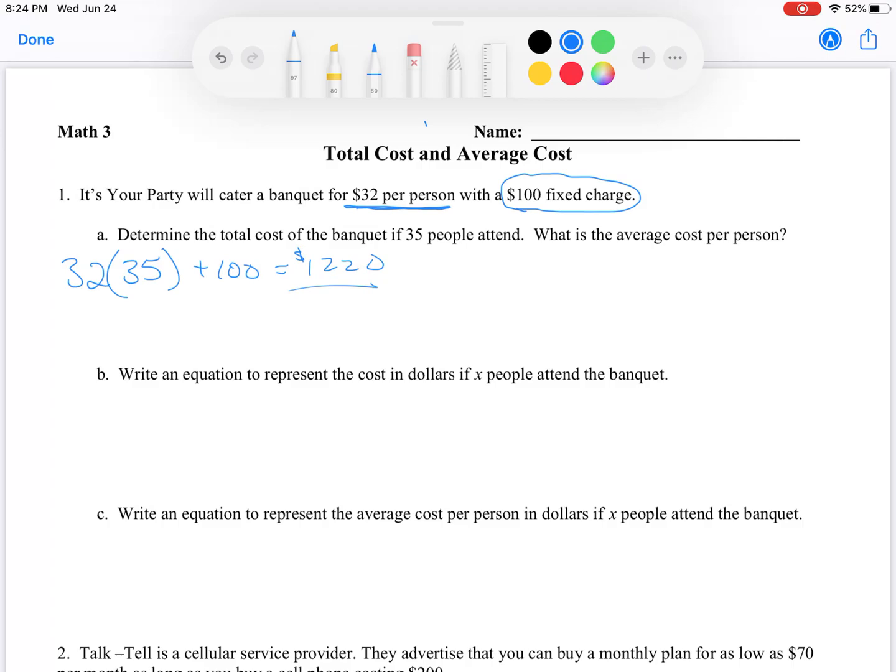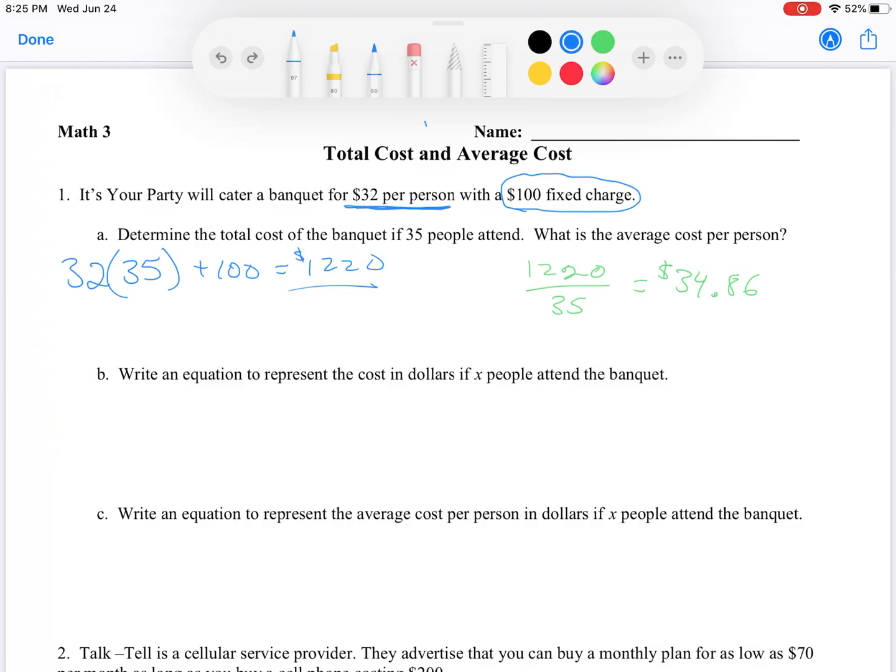Now for the next part, what is the average cost per person? Let's switch to green for this. For the average cost, you're going to take the total cost, which we just found, of $1,220, and divide that by how many people show up. In this case, that's 35. So $1,220 divided by 35 is 34.857, and we're going to round to 34.86. So it's $34.86 per person as the average cost to go to the banquet. Doing this will help us write B and C. That's the real piece of this problem.